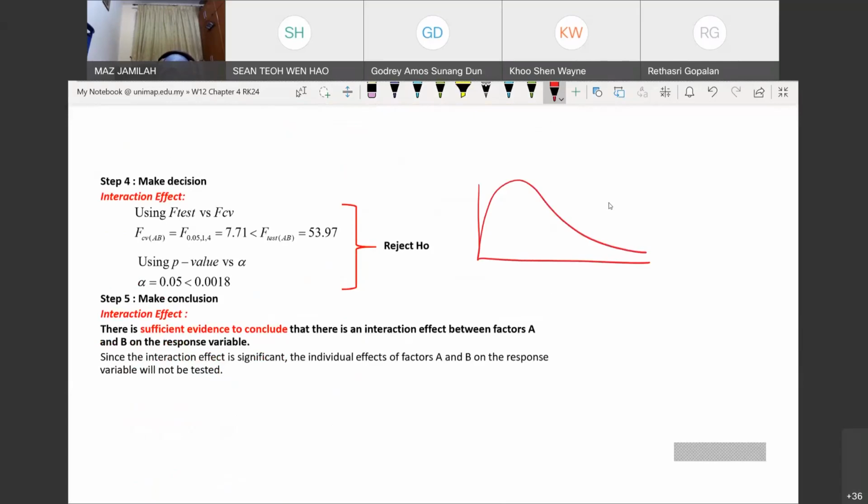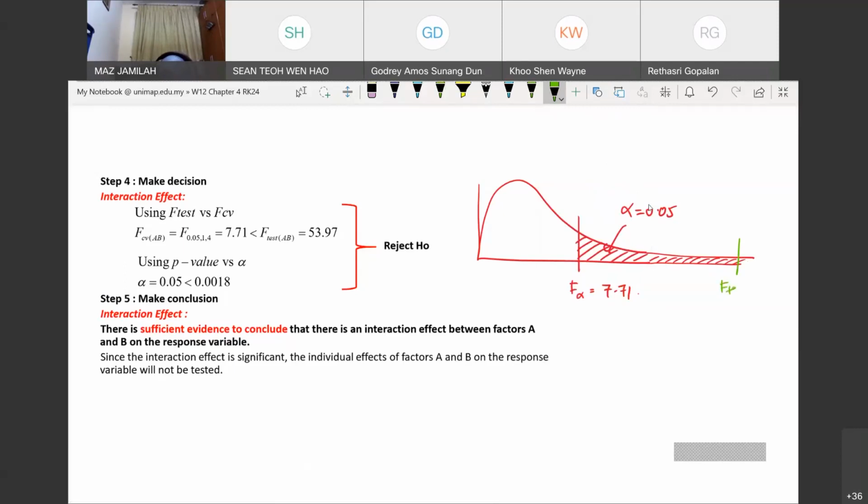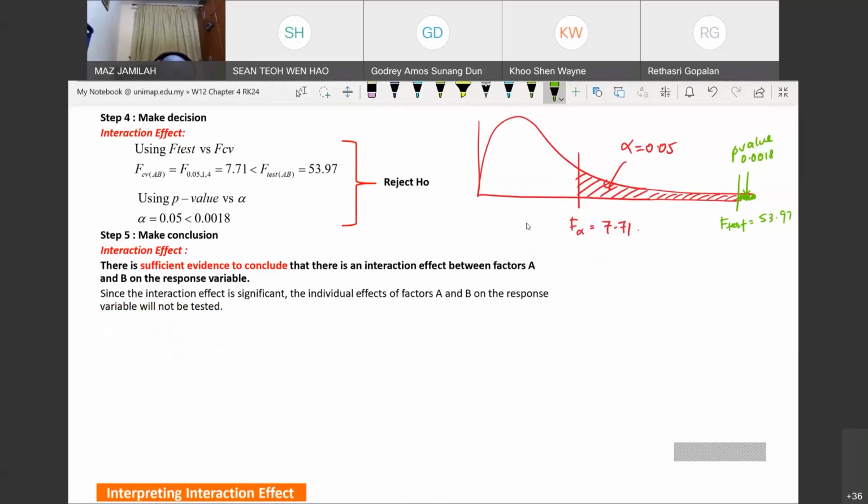Okay, so from here, how can we make our decision? We have our F test, and we are comparing with 7.71. This is where alpha is 0.05, and this is F alpha or FCV, that is 7.71. Your F test is at the very end of your distribution. So in this case, your F test, which is 53.97, falls in the rejection region, and this is your p value, where your p value is equal to 0.0018. Definitely in this case, reject the null hypothesis. When we reject the null hypothesis, it means that there is sufficient evidence to conclude that there is an interaction between factor A and factor B on the response variable.